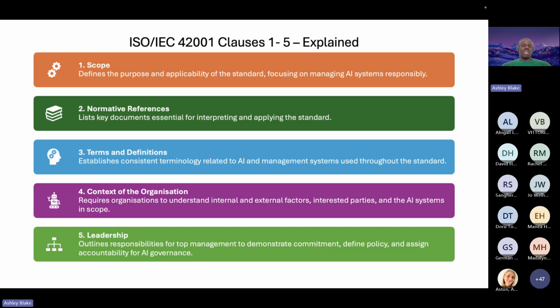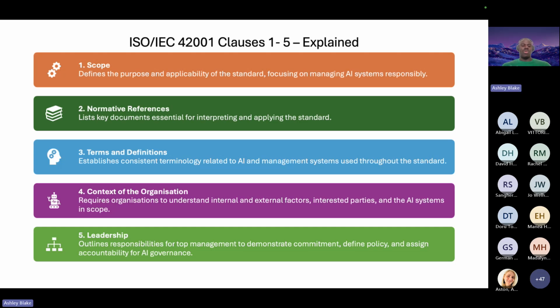So they're the first 3 clauses of the standard, which are just setting out the scope and the information that you need to follow when you apply the standard. So it's clauses from 4 till 10, which you would be audited on if required and if you followed the standard. So clause 4 requires the organization to understand internal and external factors, the interested parties, and the AI system's scope. So there you would set out why you're going to use the system, how you're going to use it, and the interested parties that you are going to use it internally or externally.